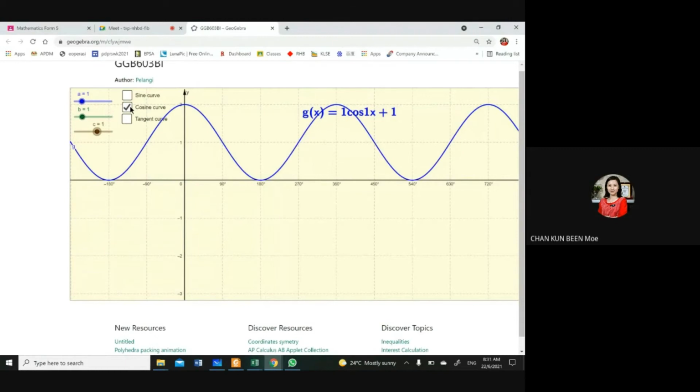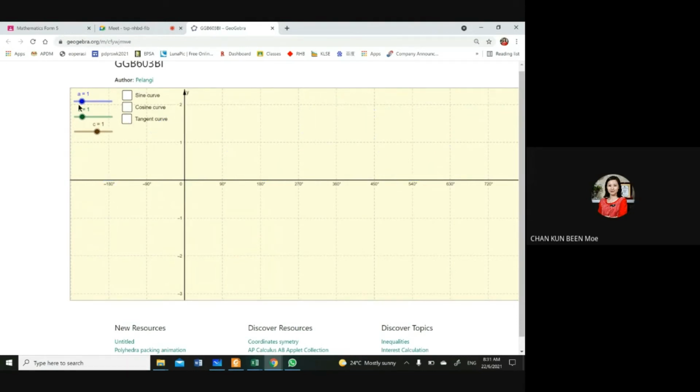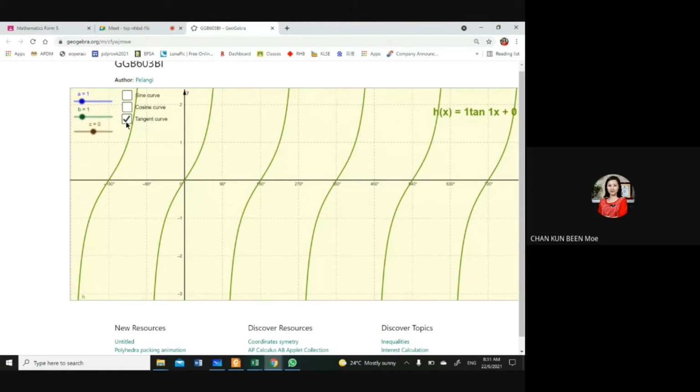So these 2 graphs are done. I assume you understand. Anybody that doesn't understand the movement of A, B, and C? A represents the amplitude, B represents the period, and C represents how much the graph is shifted up and down. So you can see the difference of the maximum and minimum value. The only different thing is for tangent. I move everything back to the normal one: C is equal to 0, A is 1, B is 1. So we have Y equal to tan x right now. This is the normal one that we see.